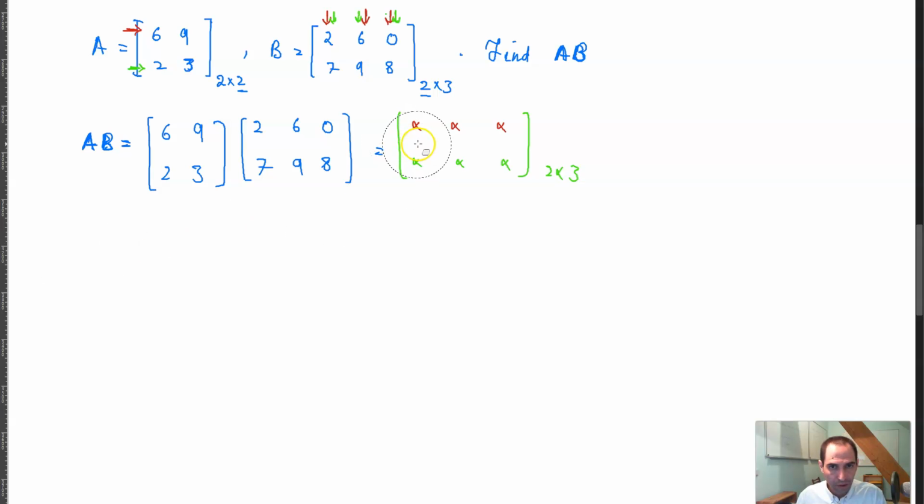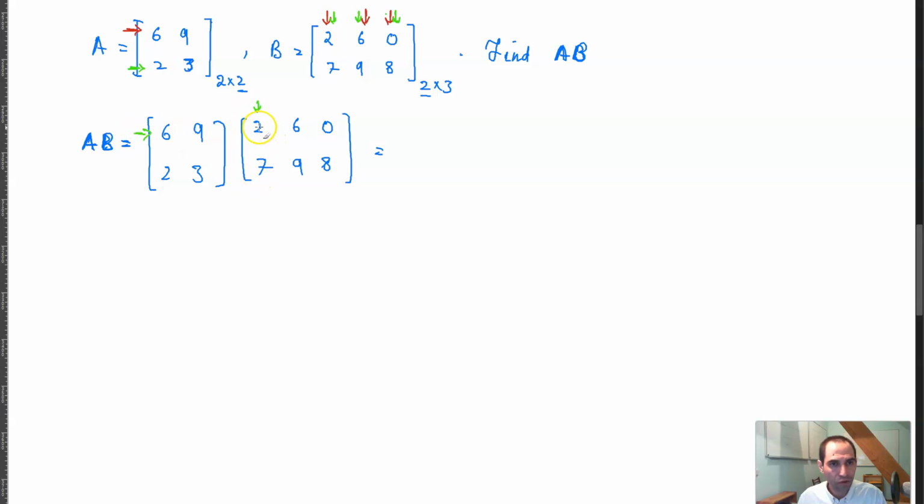So that's what you will always do, which is of course pretty simple, but again you need to be careful, because sometimes I make mistakes in matrix multiplication and calculation. So now I will start with the first row and the first column.